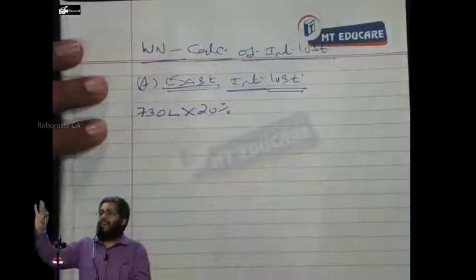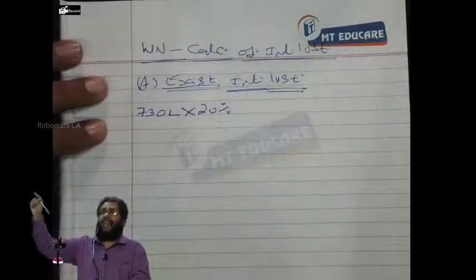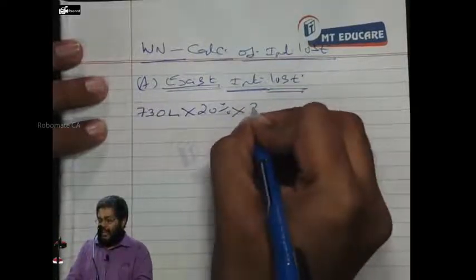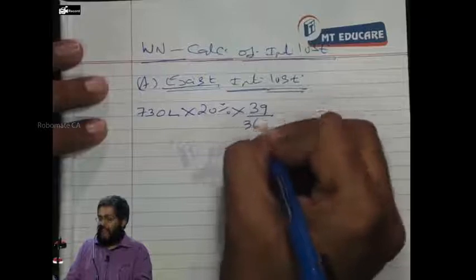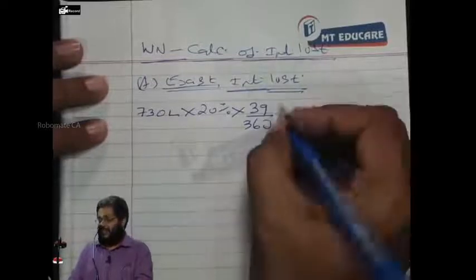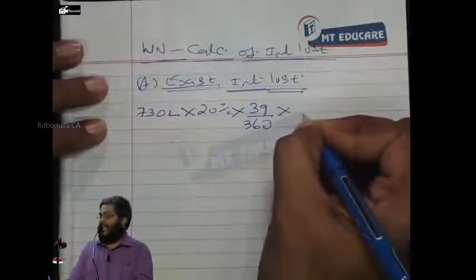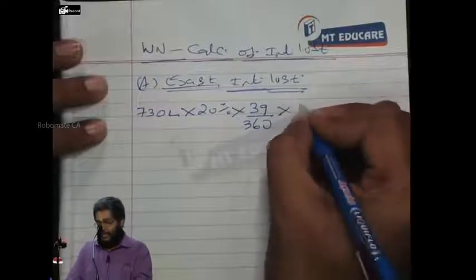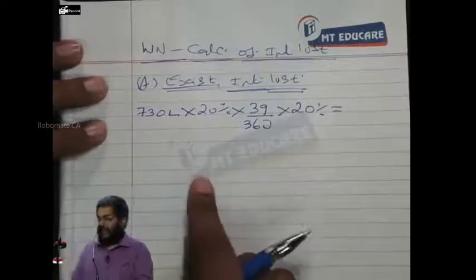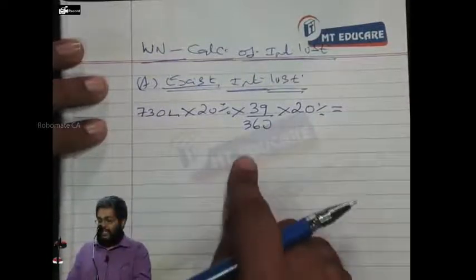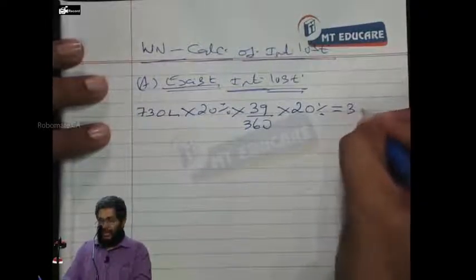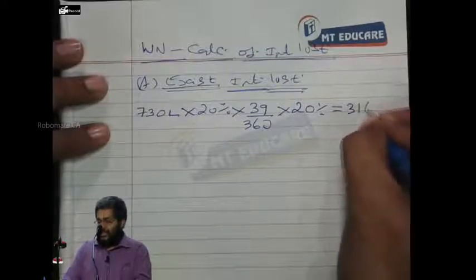For this portion of sales, I delay invoicing by how many days? 3 days. Then I collect in how many days? 36 days. In total, how many days does it take? 39 days. For this sale, the debt collection period is 39 divided by 360. This is going to be the debtors for 20% of my sales. Into the interest loss percentage, 20%. 730 lakhs into 20% into 39 by 360 into 20%. The number is 3.16 lakhs, that is 3,16,000.